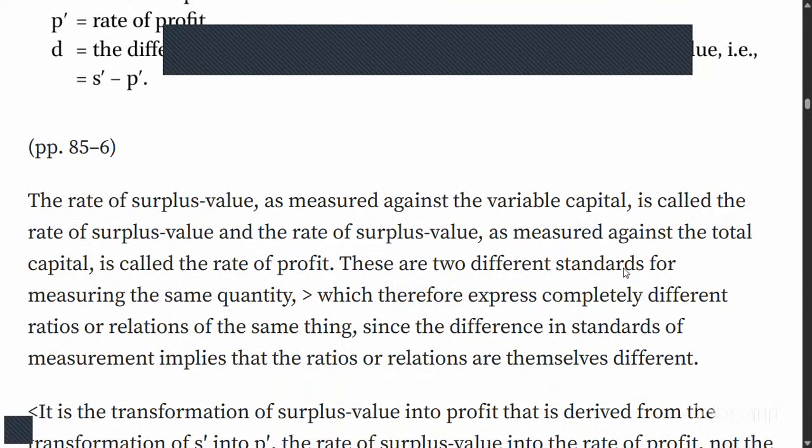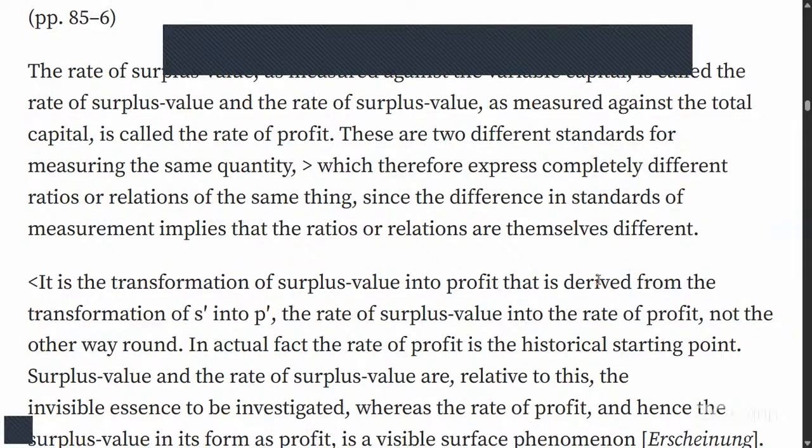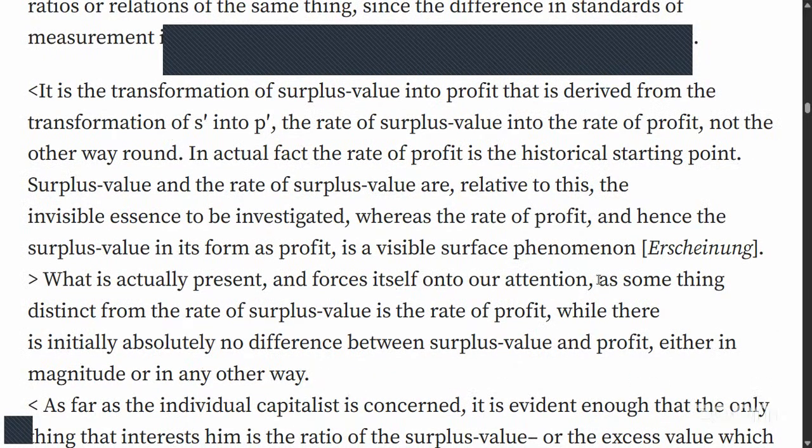It is the transformation of surplus value into profit that is derived from the transformation of S prime into P prime, the rate of surplus value into the rate of profit, not the other way around. In actual fact, the rate of profit is the historical starting point. Surplus value and the rate of surplus value are, relative to this, the invisible essence to be investigated, whereas the rate of profit, and hence the surplus value in its form as profit, is a visible surface phenomenon.